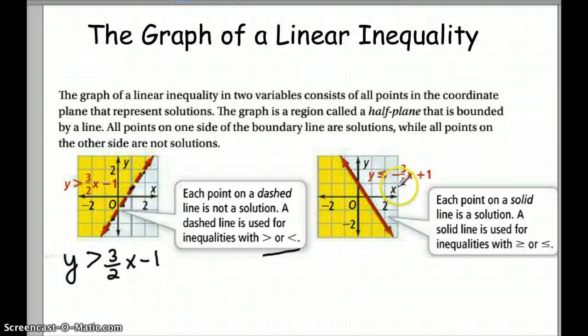And in the example to the right, we see a solid line. And the inequality is y is less than or equal to negative 3/2 x plus 1.